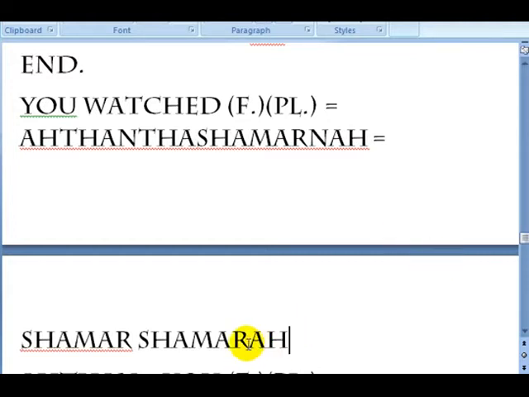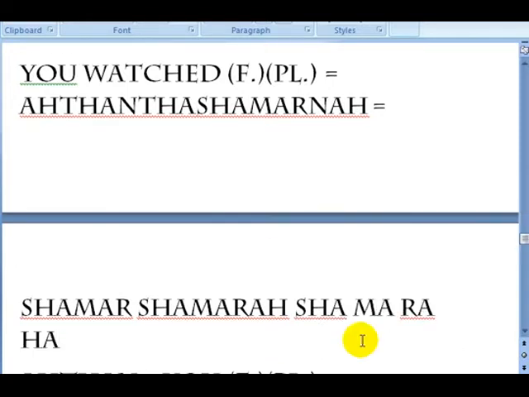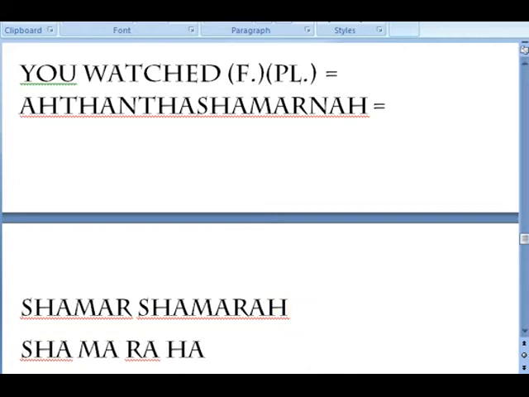But it seems, if you look at it, like it's just an ah that you add at the end. The reason it looks that way is because you have 4 letters, sha, ma, ra, and a ha at the end. This is what the word shamar consists of. It consists of 4 letters. So if you write it out like that, it's sha, ma, ra, ha. But when you put it together, it's shamar. That's how you say it. But then when you add the ha at the end, I'm sorry. Let me go back. Alright, the word shamar consists of 3 letters, sha, ma, and a ra.